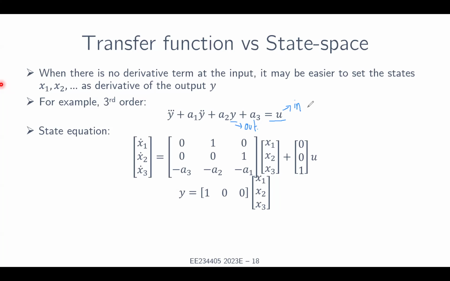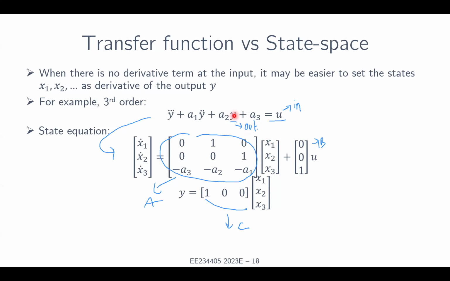And from this differential equation, we get the state equation, x1 dot, x2 dot, x3 dot, with this matrix. So this is clearly the matrix A. This is matrix A, and this is matrix B, and this is matrix C. And D, sorry, these are vectors. D is 0, right? So how do we go from here to here?